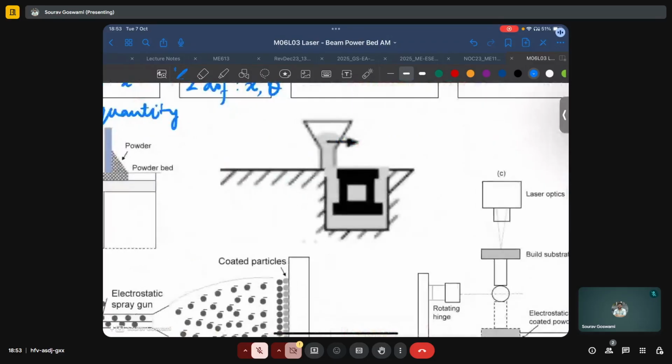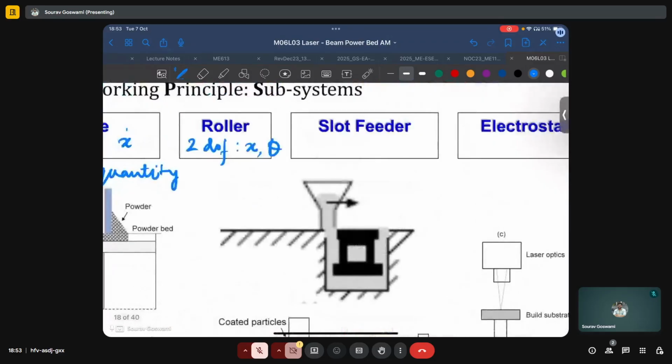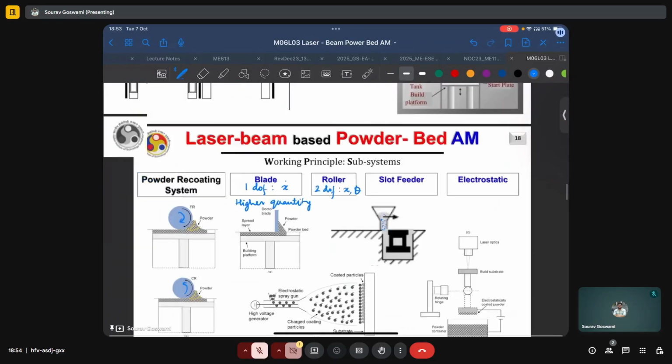We can also have a slot feeder, where, as we can see, this funnel-like feeder, which contains the powder particles, just moves over the region and delivers powder under the action of gravity.